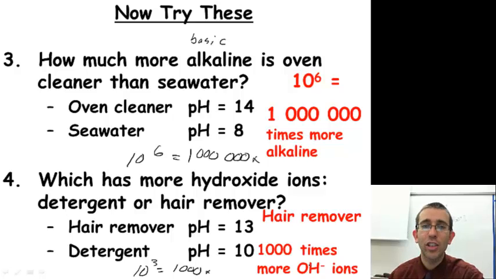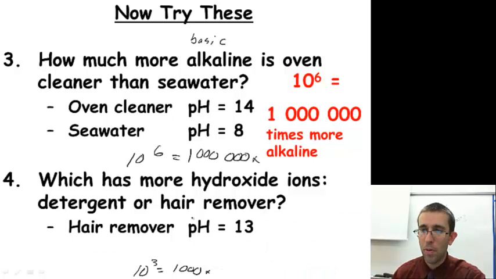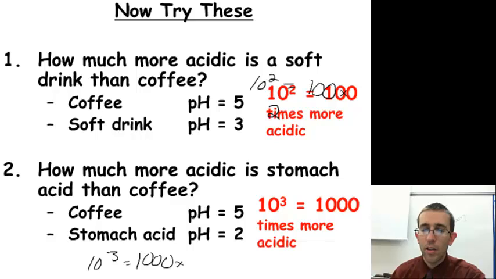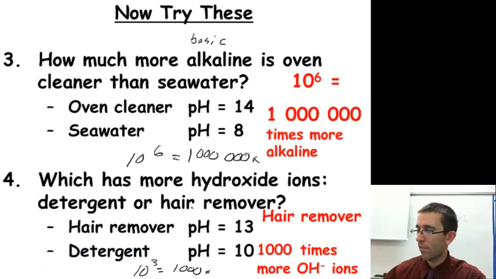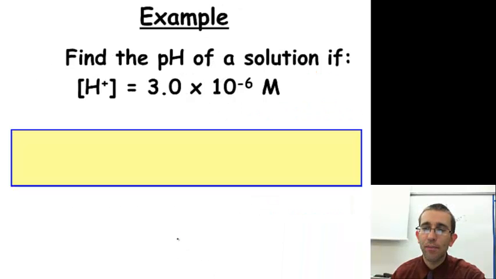That's what the pH means. I'm going to go back real quick. If you're talking about your acids over here, soft drinks have 100 times more hydrogens than coffee does. Stomach acid has 1,000 times more hydrogens than coffee does. For the bases, oven cleaner has 1,000,000 times more hydroxides than seawater does. Hair remover has 1,000 times more hydroxides than detergent does. That's how you look at pH.